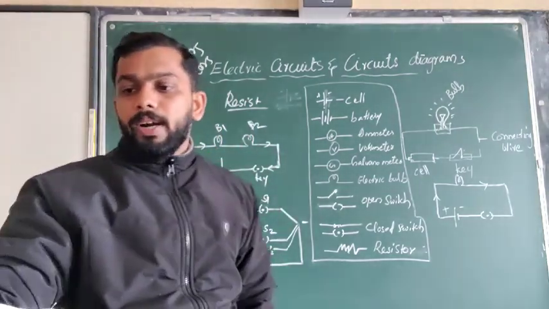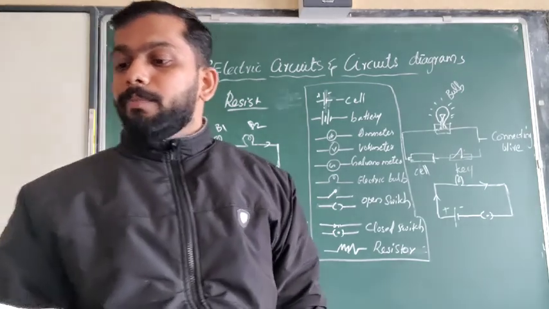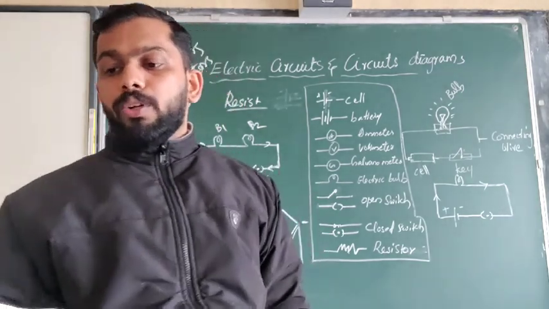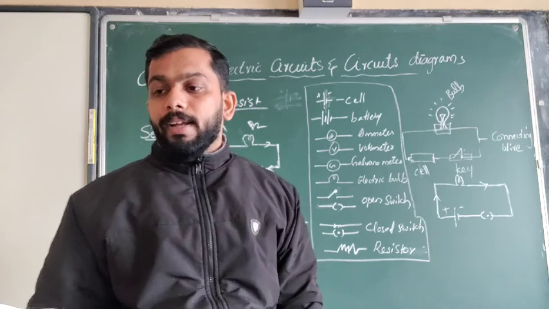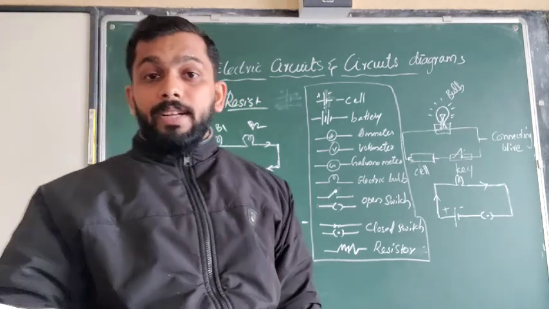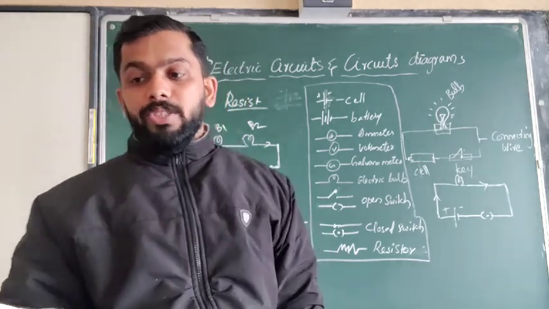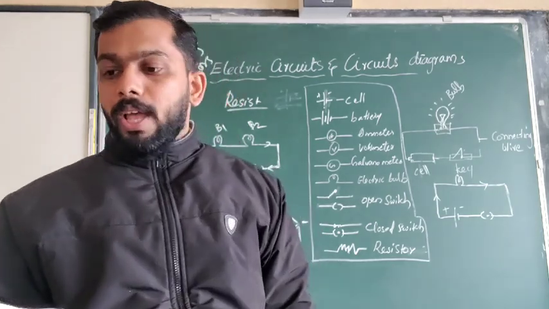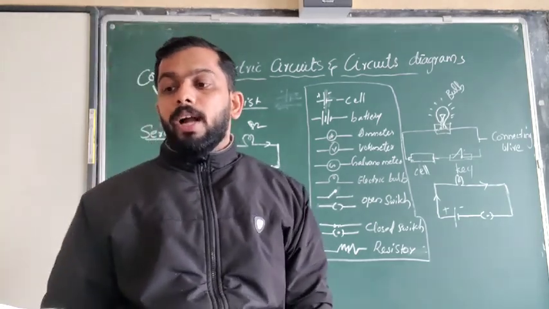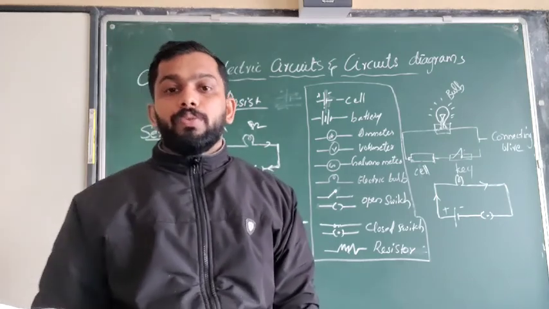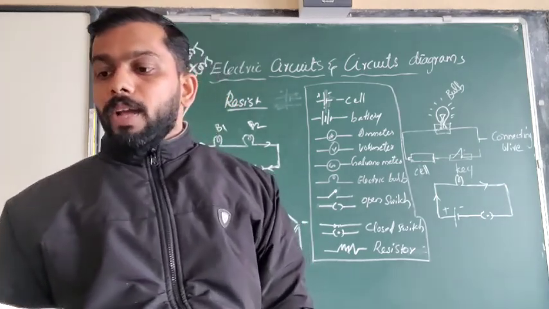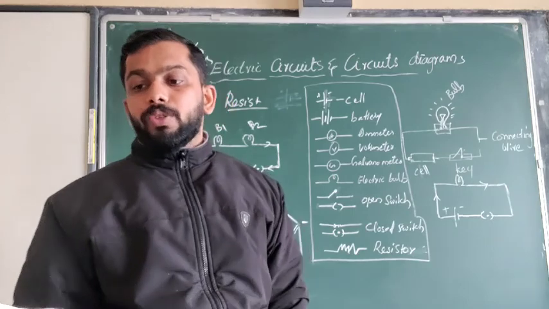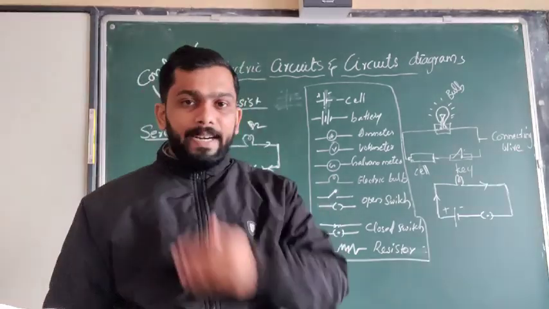Conductors means what? The material that allows the current to pass easily is called a conductor. These conductors offer very low resistance to the flow of electric current through them. All the metals, impure water and salt solution are examples of good conductors of electricity. And graphite, a non-metal, is also a good conductor of electricity.